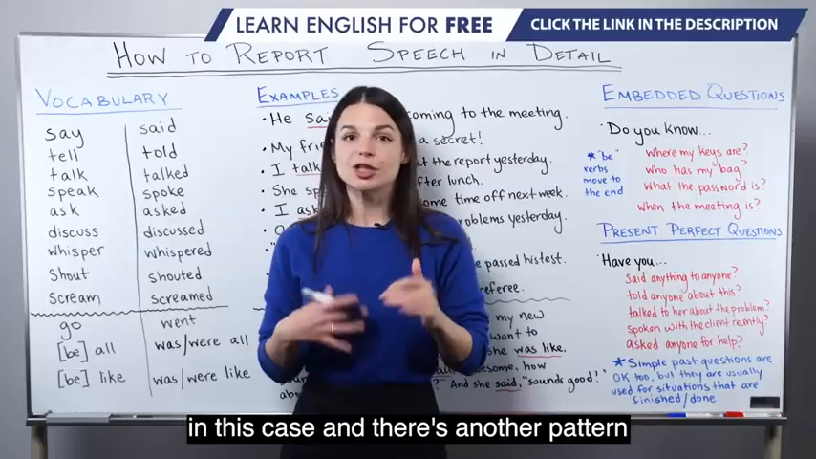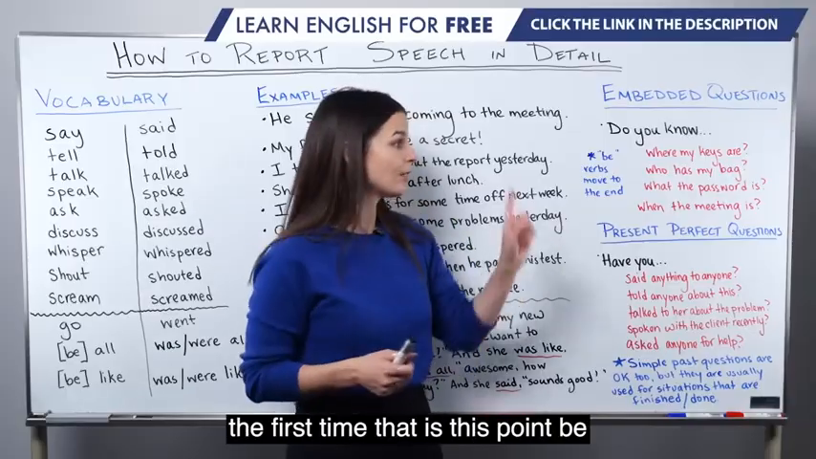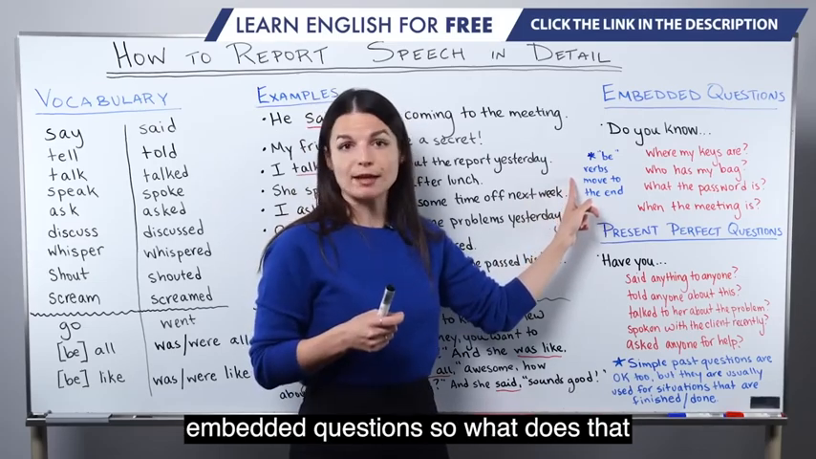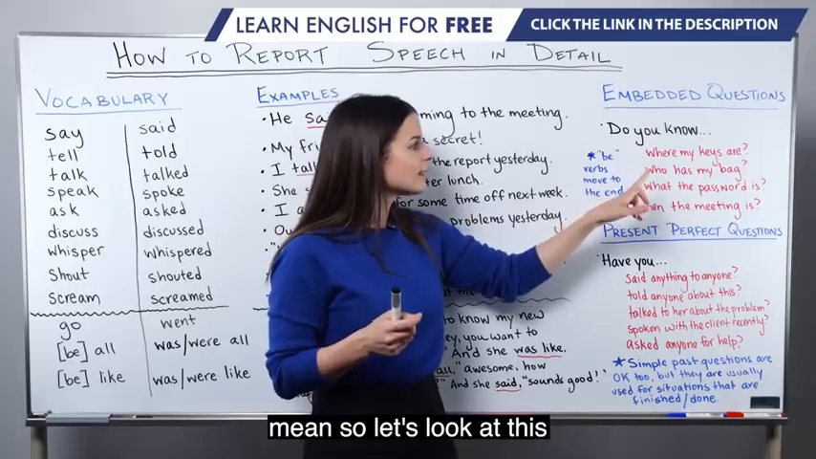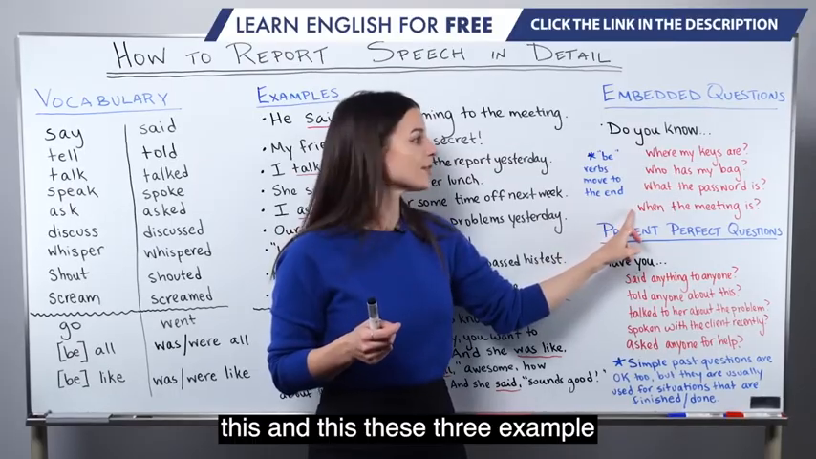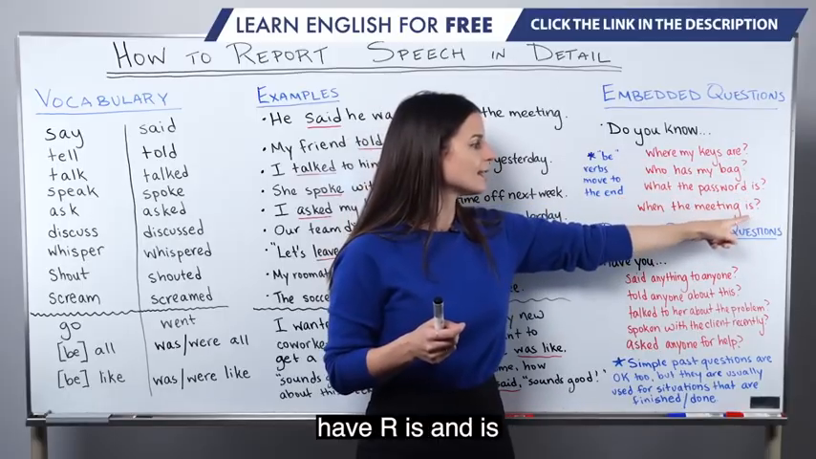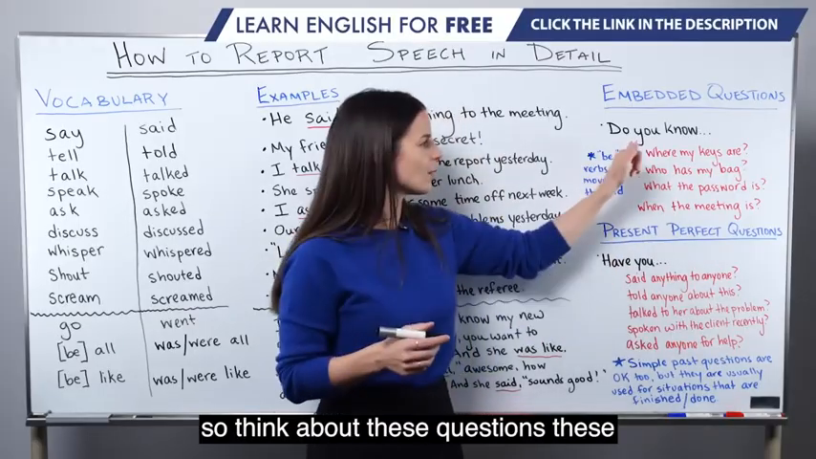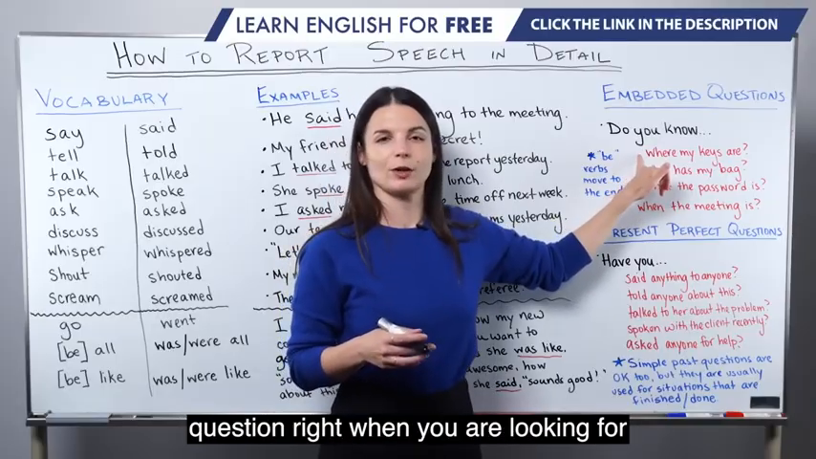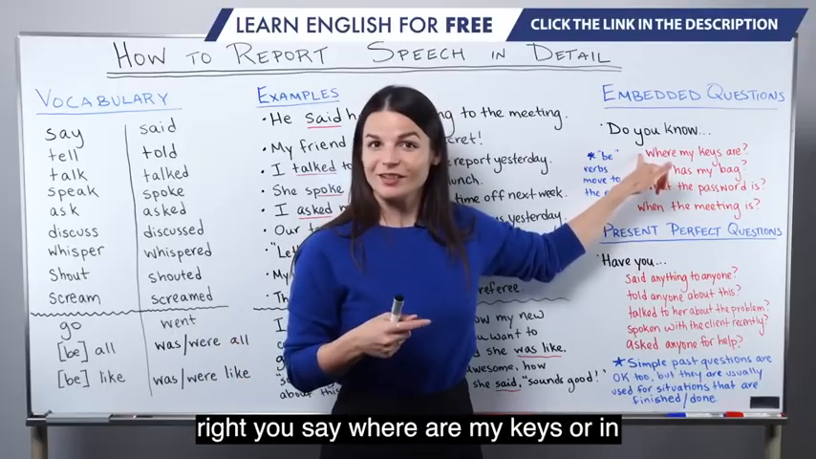And there's another pattern to be very, very aware of when you practice making embedded questions for the first time. That is this point. Be verbs move to the end of the question in embedded questions. So what does that mean? So let's look at this, and this. These three example sentences. These all have a be verb. We have are, is, and is. So think about these questions, these basic questions. Where my keys are? Well, that's not a grammatically correct question, right? When you are looking for your keys, you say, where are my keys, right? You say, where are my keys?